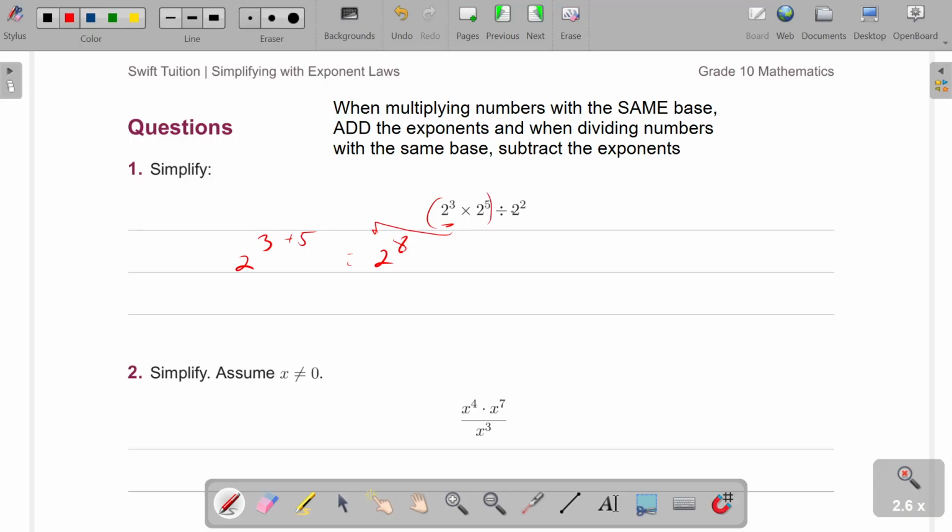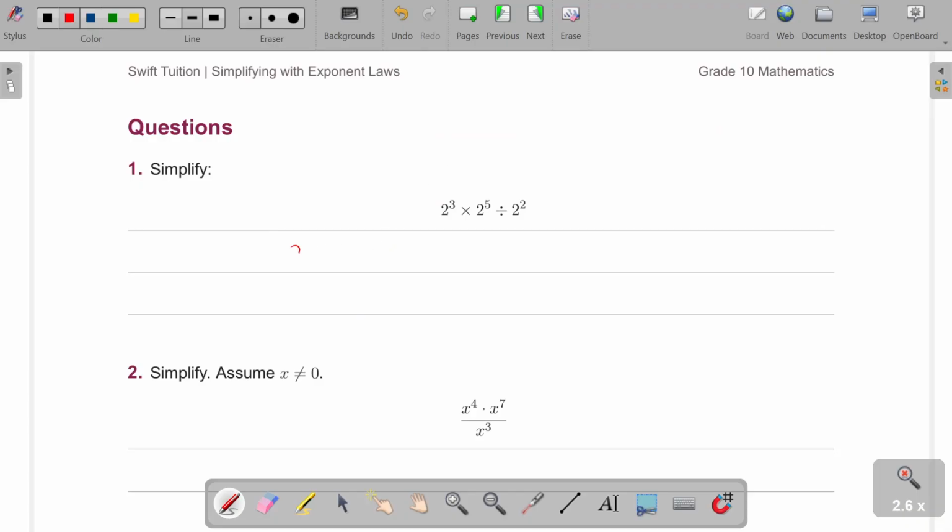And then, as you can see, I'm dividing afterwards. And when you're dividing, you just need to subtract the exponents. So in this case, I've got 2 to the power of 8 divided by 2 to the power of 2, which means that therefore it's going to be 2 to the power of 8 minus 2. So altogether, you'd say 2 to the power of 3 plus 5 minus 2, and you'd get 2 to the power of 8 minus 2, and you'd get 2 to the power of 6, which is 64. So that's basically how you would go about doing that.